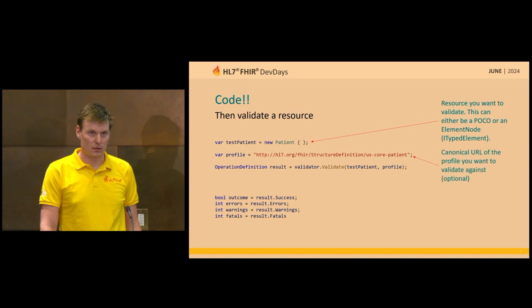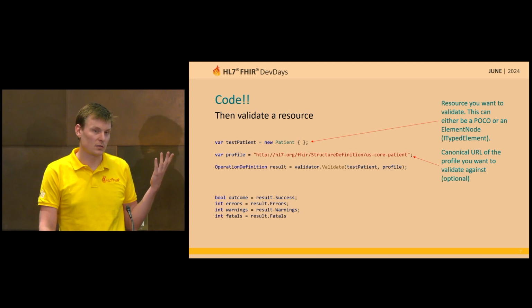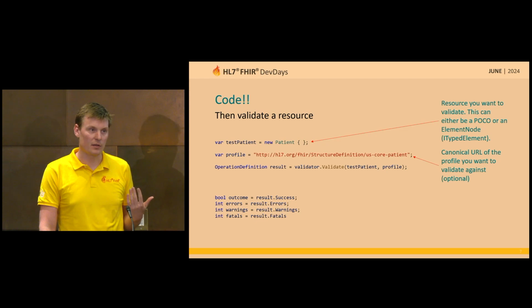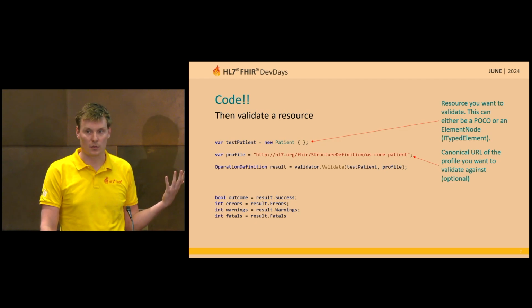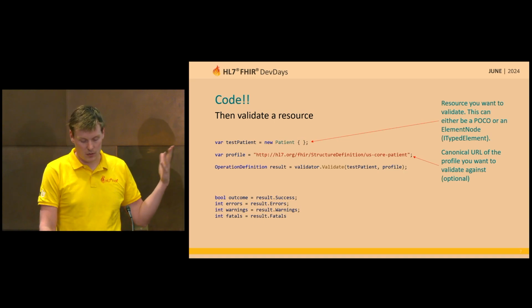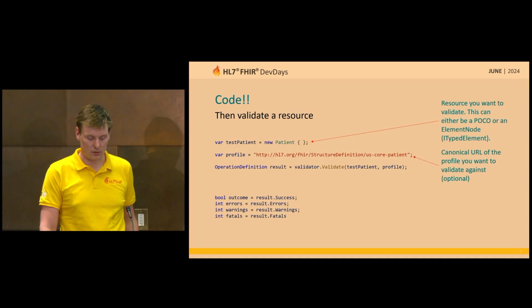It will take the canonical URL of the structure definition that you want to validate against. It's optional, actually, because sometimes the resource already has this canonical URL, like we saw in one of the first slides. If you don't have it inside your resource and you want to validate it against another profile, you can do it this way. Then the only thing you have to do is call the validate function of the validator, pass it those two arguments, and we'll get you an operation outcome as a result. The operation outcome is a FHIR resource.